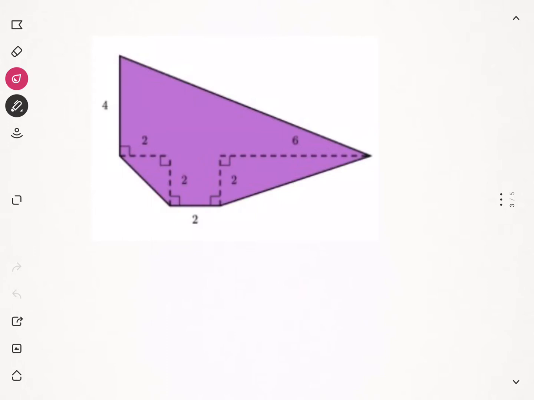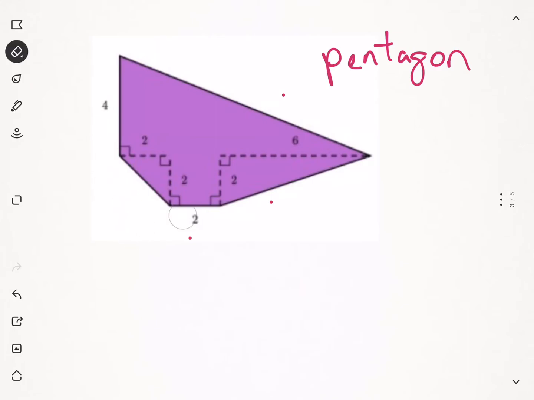Hello, I am back for part 2 of composite shapes. This time we have a 1, 2, 3, 4, 5-sided shape. So it's a pentagon. It's an irregular pentagon. It's not the pentagons that you would see on a poster in a classroom, but it's still a pentagon. And let's see what we can do.